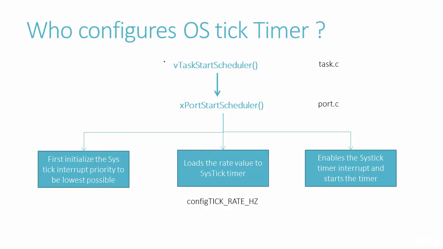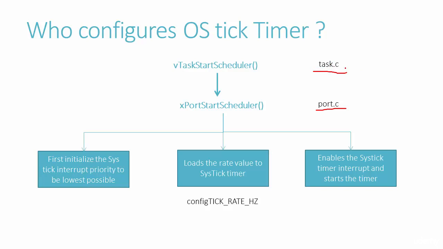This diagram helps you understand where the OS Tick Timer gets initialized or configured. This is a communication between two source files: task.c and port.c. I have already shown you how to locate port.c, because this is architecture specific code. You must find this in your respective architecture folder, isn't it? And task.c is related to the FreeRTOS kernel, so this is a generic file, one of the source files of the FreeRTOS kernel.